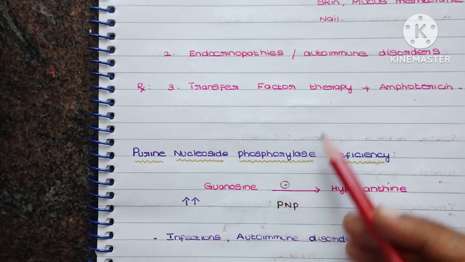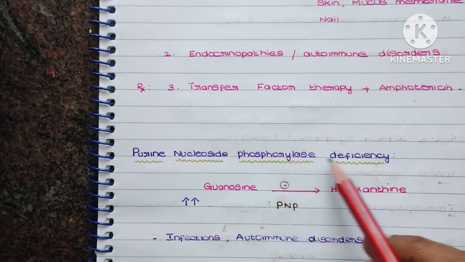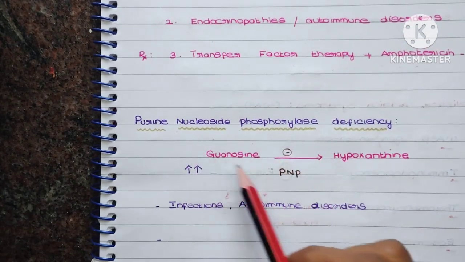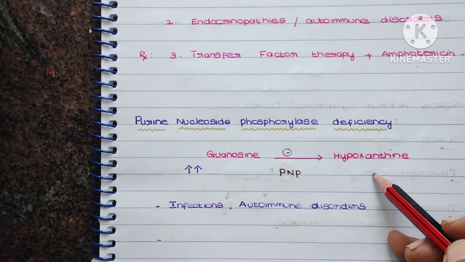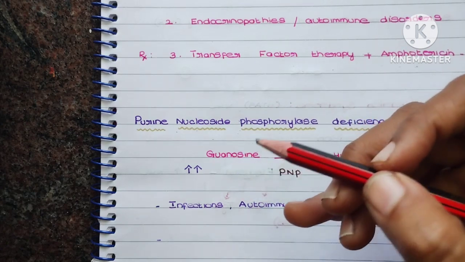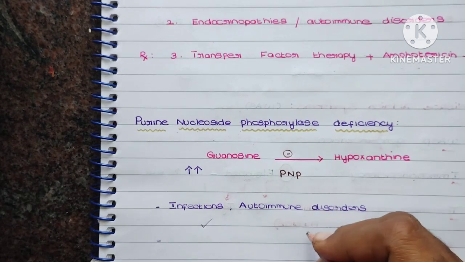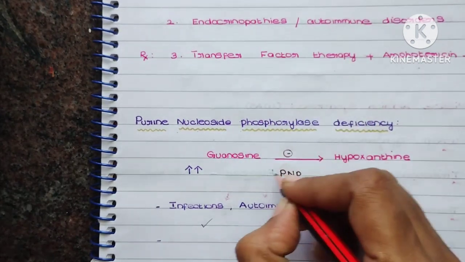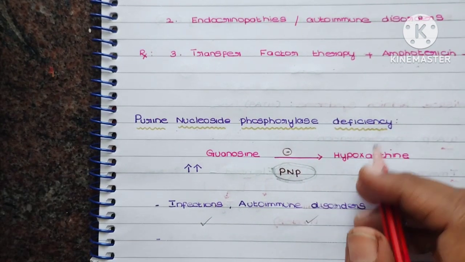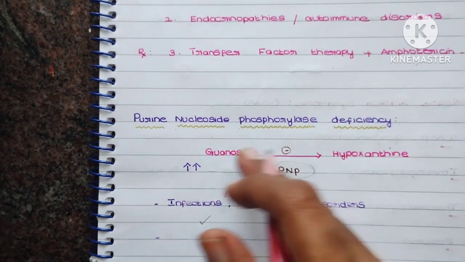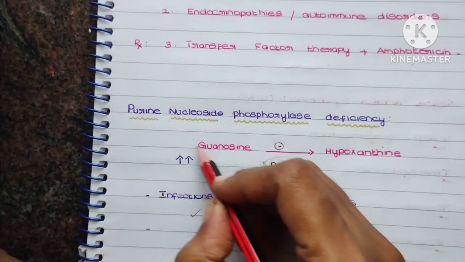These are all coming under the T cell deficiency disorders. Next is purine nucleoside phosphorylase deficiency, in which the enzyme PNP, purine nucleoside phosphorylase, is deficient. Because of that, guanosine is not converted to hypoxanthine, so the guanosine level increases, which indirectly affects T cell synthesis. That leads to infections and autoimmune disorder. You want to remember this enzyme name. They have asked in the exam which mechanism has been affected: the conversion of guanosine to hypoxanthine. This is important, this will be asked.